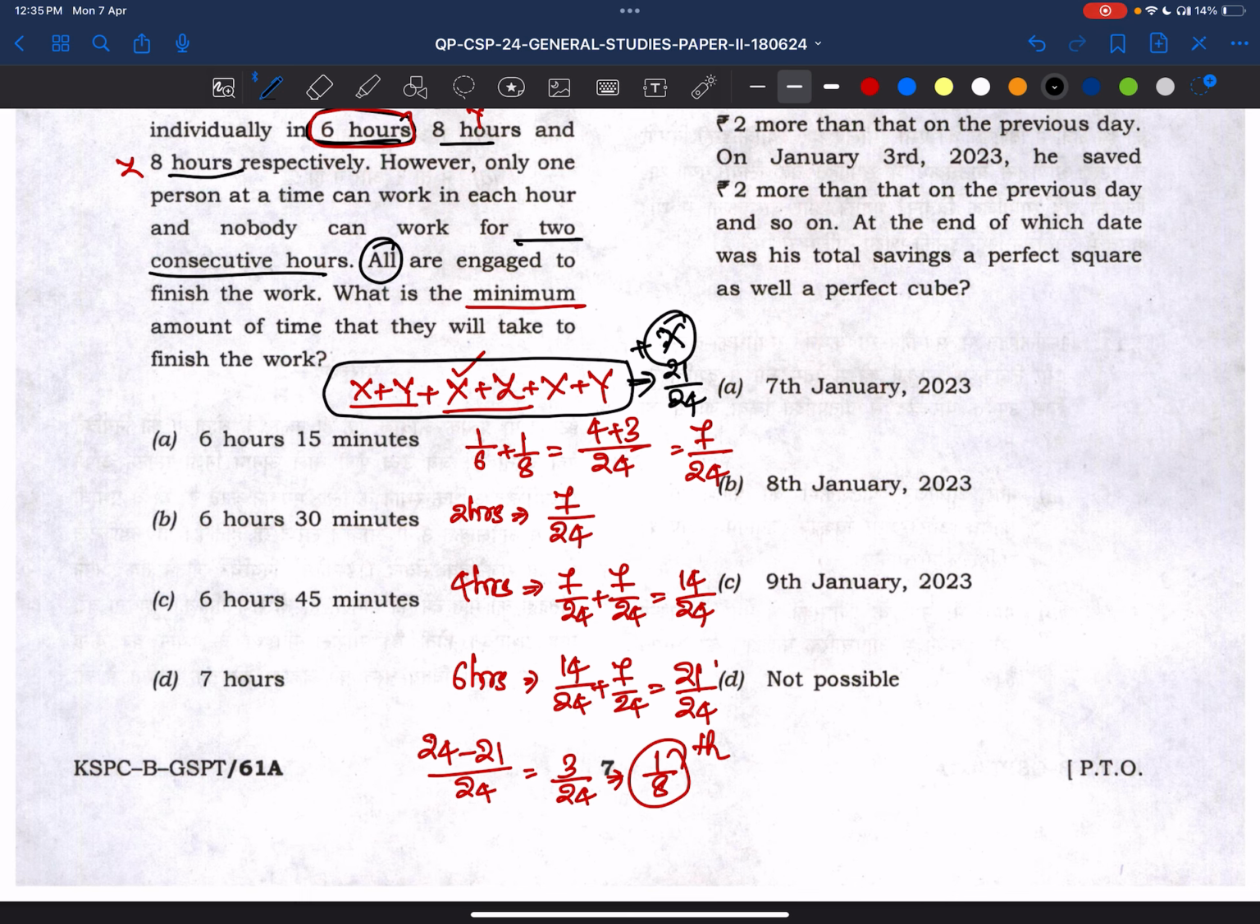What is per hour work of X? 1 by 6 into how much time does it take to complete the remaining work? It is 1 by 8. So X is equal to what? X is equal to 6 by 8, right? 6 by 8 hours.